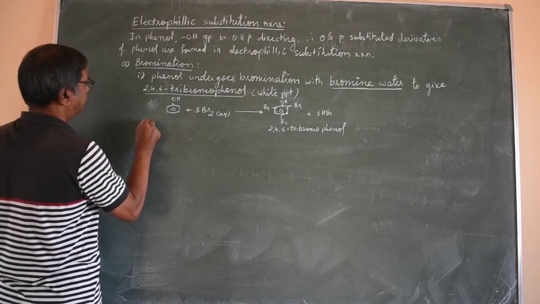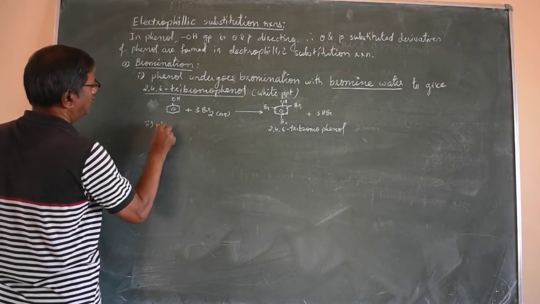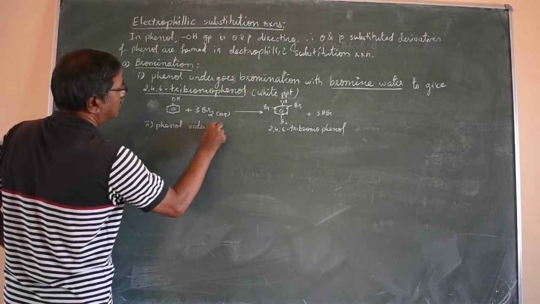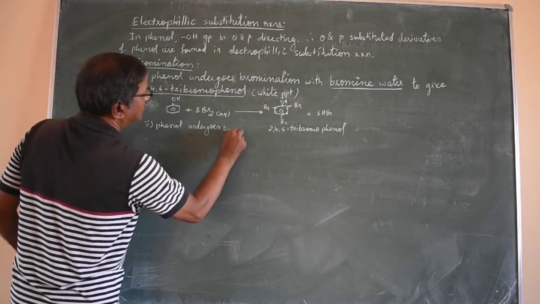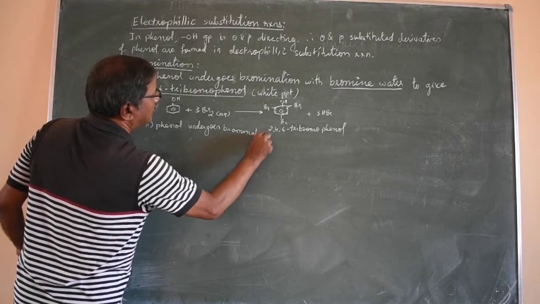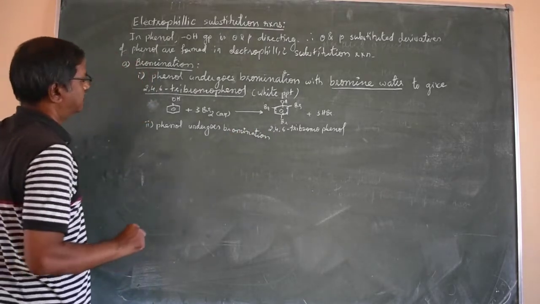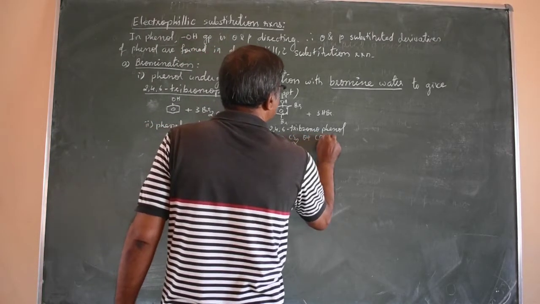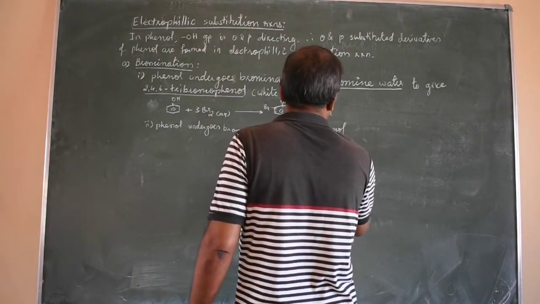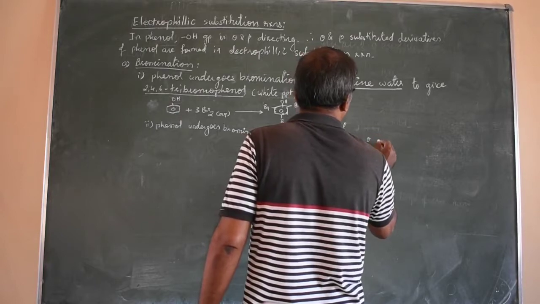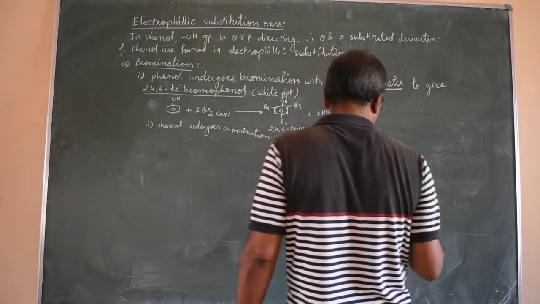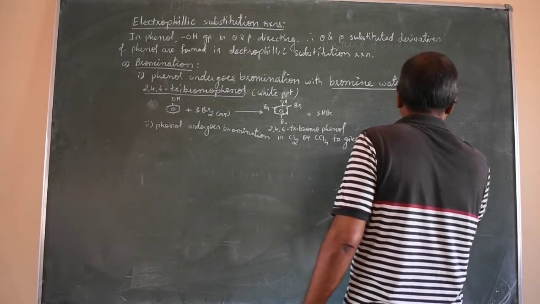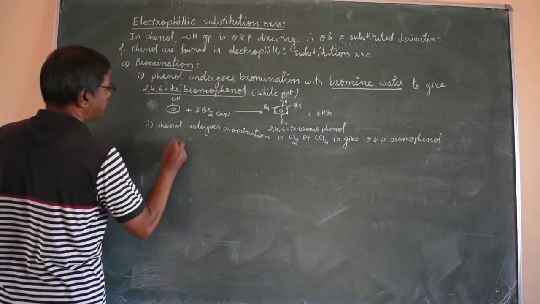Second one, phenol undergoes bromination in CS2 or CCl4 to give ortho and para bromophenol. Ortho and para bromophenol.